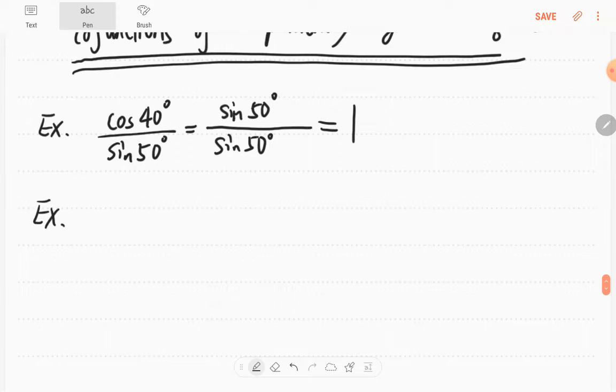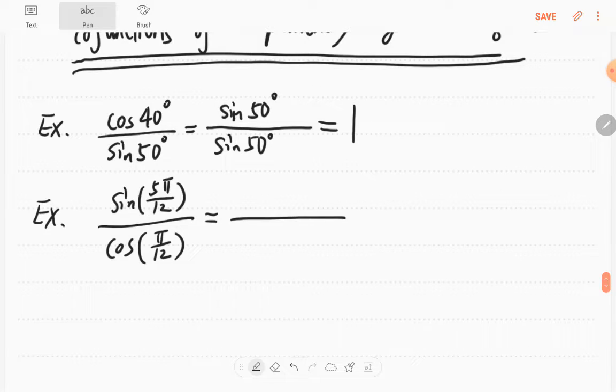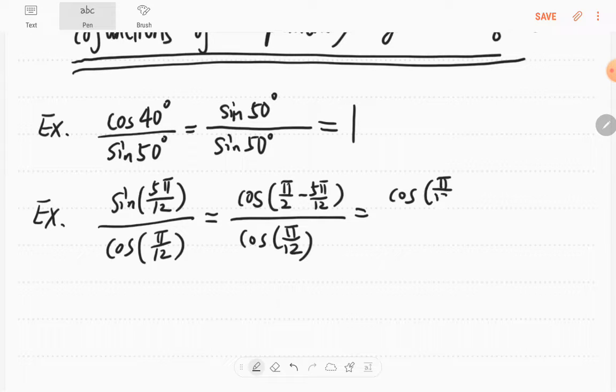This is another example: sine 5 pi over 12 over cosine pi over 12. Now let's look at the sine. The cofunction of sine is cosine, and the complementary angle of 5 pi over 12 equals pi over 2 minus 5 pi over 12, so this is cosine pi over 12. So the top is actually cosine pi over 12 over cosine pi over 12, so this is equal to 1.